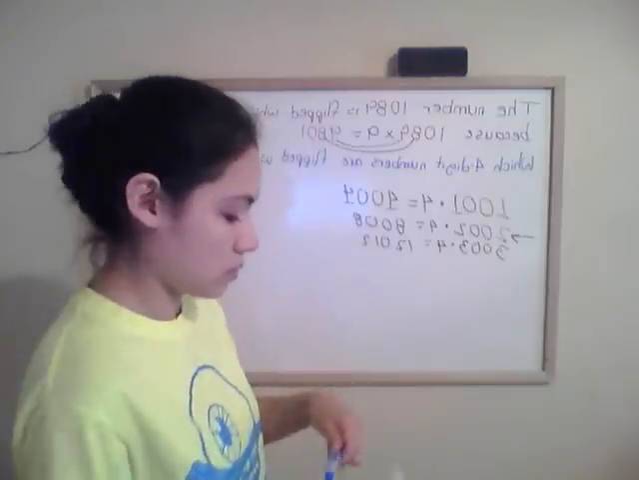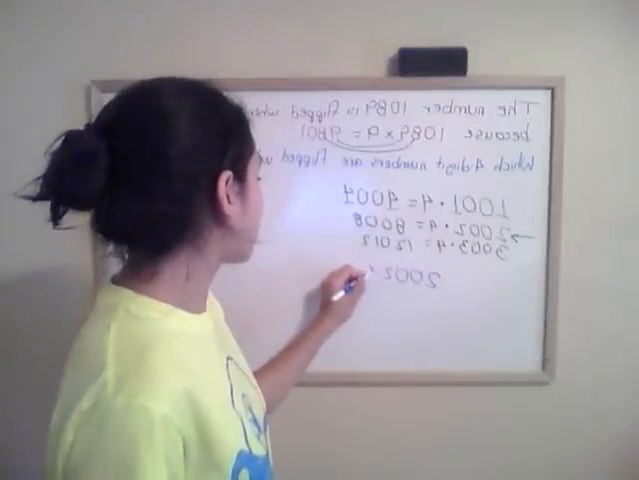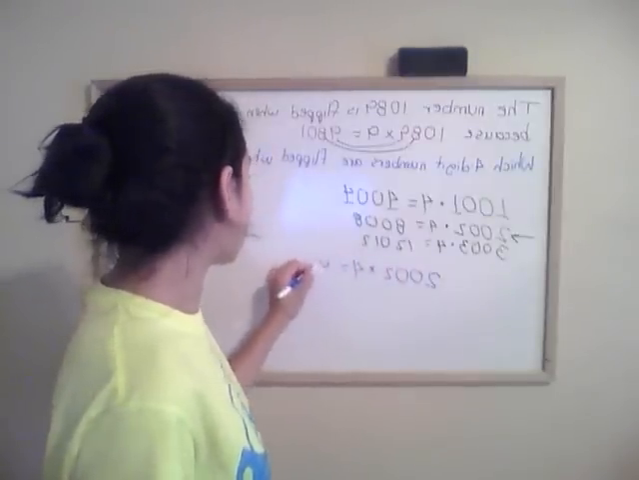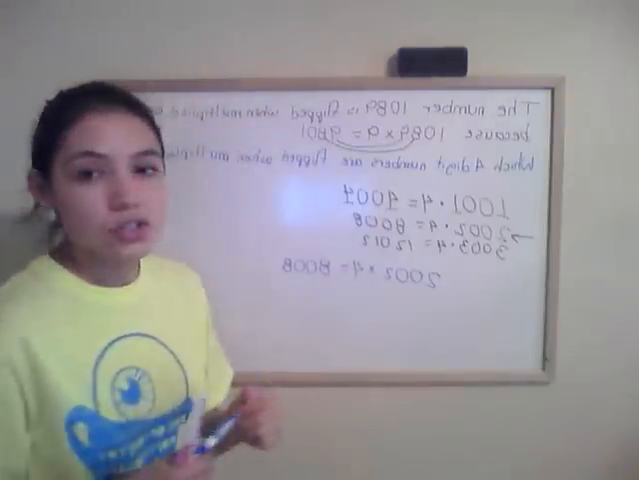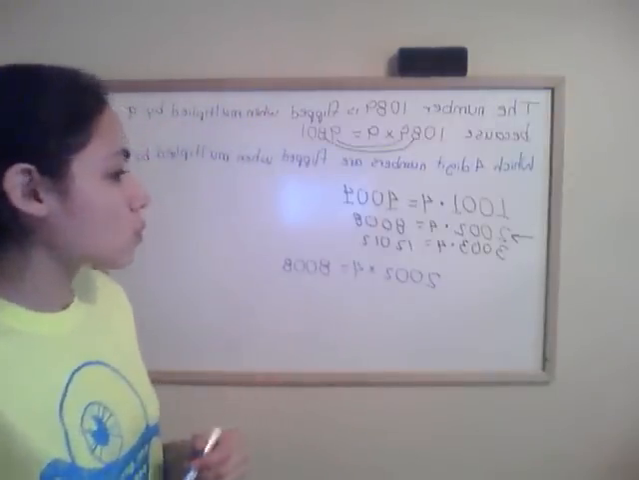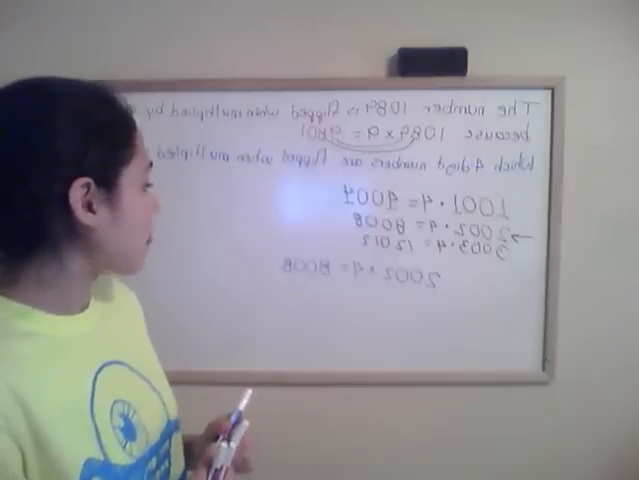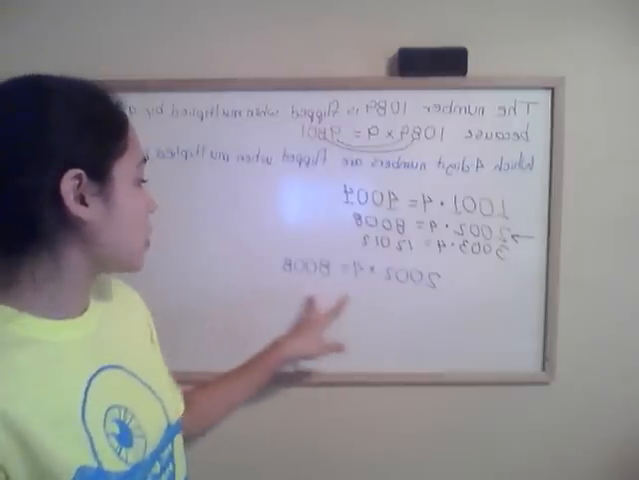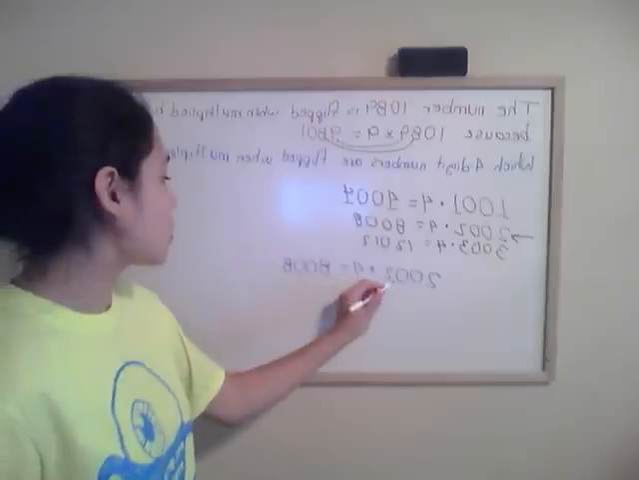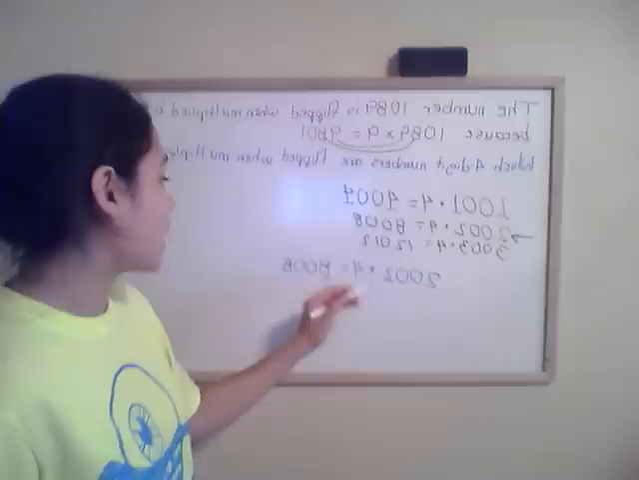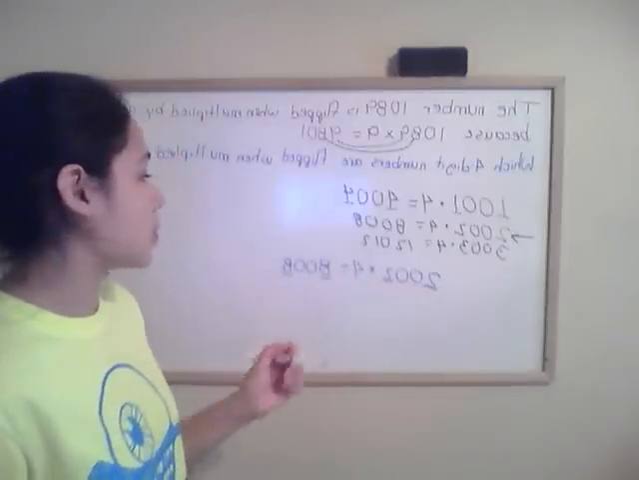So we have 2002 times 4 is 8008. Now I stop here and think about where I'm going and where I need to go from here. I see that in order for these numbers to be flipped, this 2 and this 8 have to be the same number, and this one and this one have to be the same number.